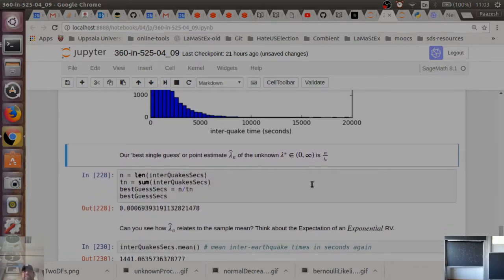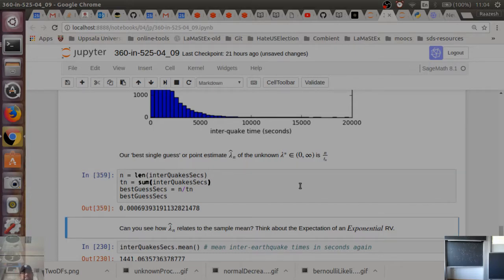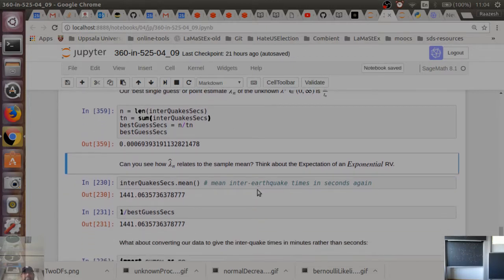So lambda star is the unknown, and we're going to hunt it with lambda sub n hat, the estimator. And we know that's just n over Dn, so we take the sample size, divide by the total, and we get this rate estimate of 0.00069. And remember, when the rate is really small, the exponential is pushing it far away, and that's how small the rate in seconds has to be, so that the mean is around 24 minutes.